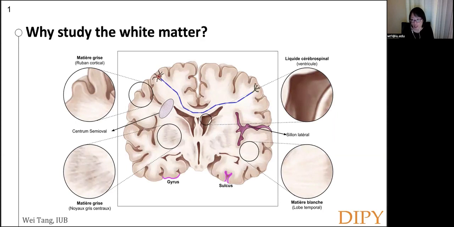A major reason is that the white matter is composed of connections between neurons. We know that neurons are the basic computing units of the brain, and they communicate with each other through axons. Most axons are wrapped in myelin, which is the biological material that makes them look white. So studying the white matter is to study the neural connections. And how neurons are connected is essential for understanding their computations.